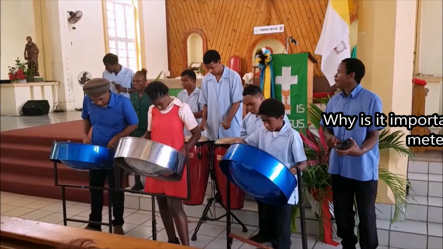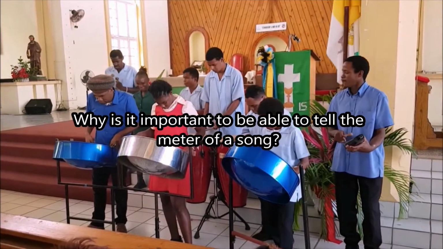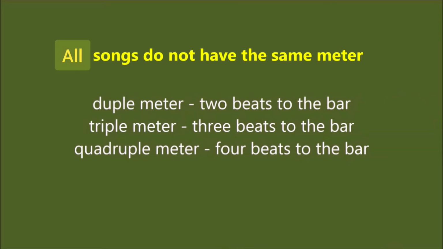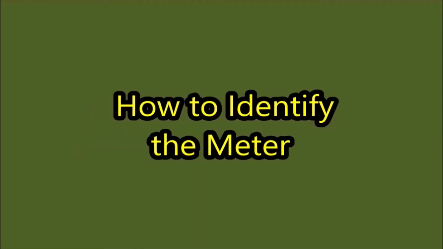Why is it important to be able to figure out the number of beats in a bar? Because all songs do not have the same number of beats. Some songs are in duple meter, some are in triple meter, some songs are in quadruple meter. So how can you tell the number of beats in a bar?